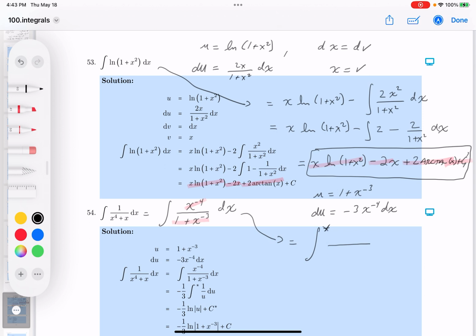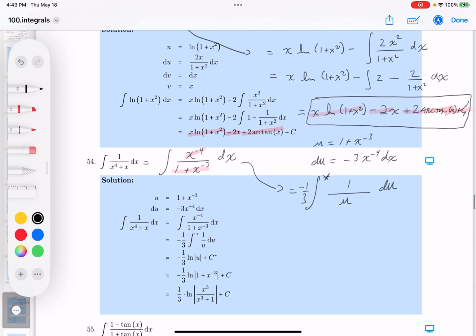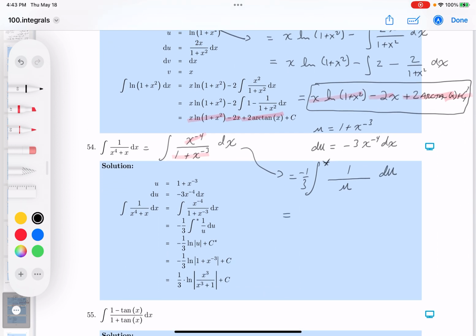I'm going to get 1 over u. And then the x to the minus 4 dx is going to be, let's see, minus 1/3 of a du. And am I getting something doable now? I am. What do I get? Minus 1/3 natural log, absolute value of u, plus some constant of integration. What's u? It's 1 plus x to the minus 3, plus c.